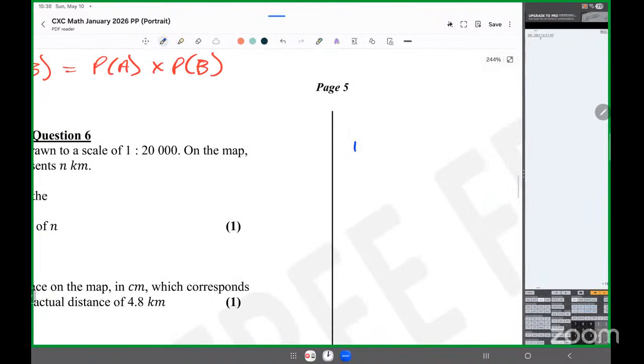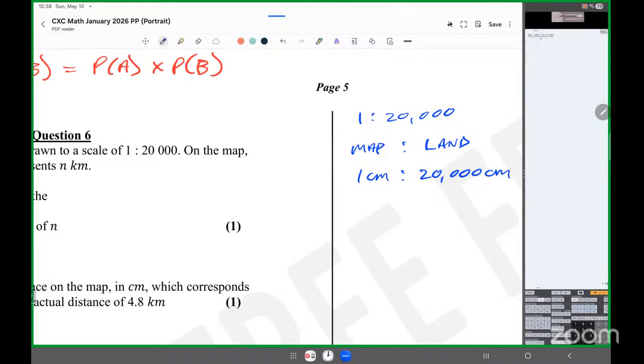They give us 1 to 20,000 as a scale. It means map to actual: 1 centimeter on the map, because distance on the map will always be in centimeters, guys. They're not going to measure in meters on the map, they're going to measure in centimeters. So 1 centimeter on the map now represents 20,000 centimeters on the land.